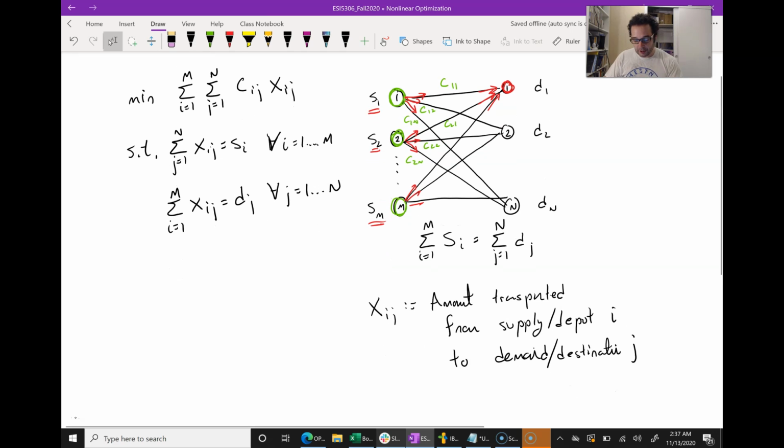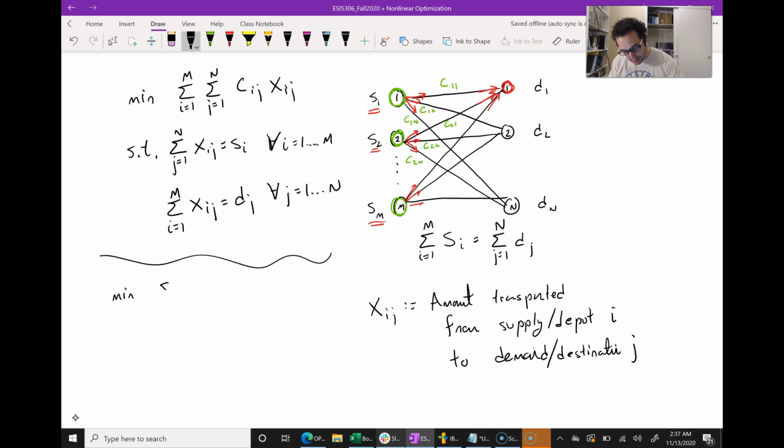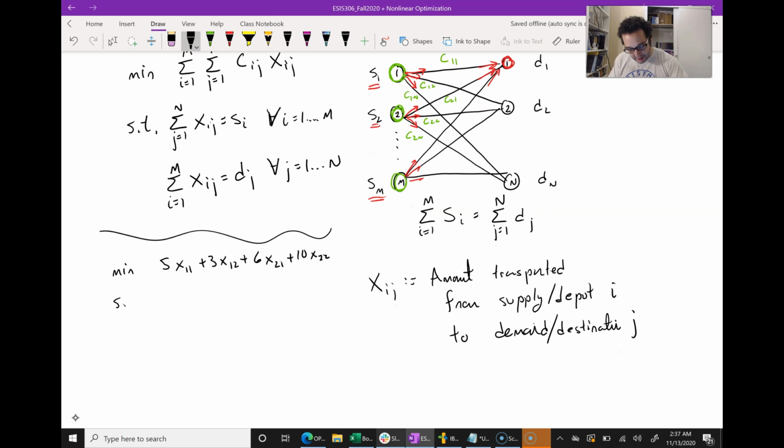So, if we were to do this expanded out, which would be crazy, we might have something like: minimize, and I'm going to just do it with 2 depots and 2 destinations, 5 x11 plus 3 x12 plus 6 x21 plus 10 x22. So that would be my cost function. We'd then have some constraint that says x11 plus x12 is equal to the amount of product at warehouse 1. So let's say we had 5 products at warehouse 1. In warehouse 2, maybe we have 10.